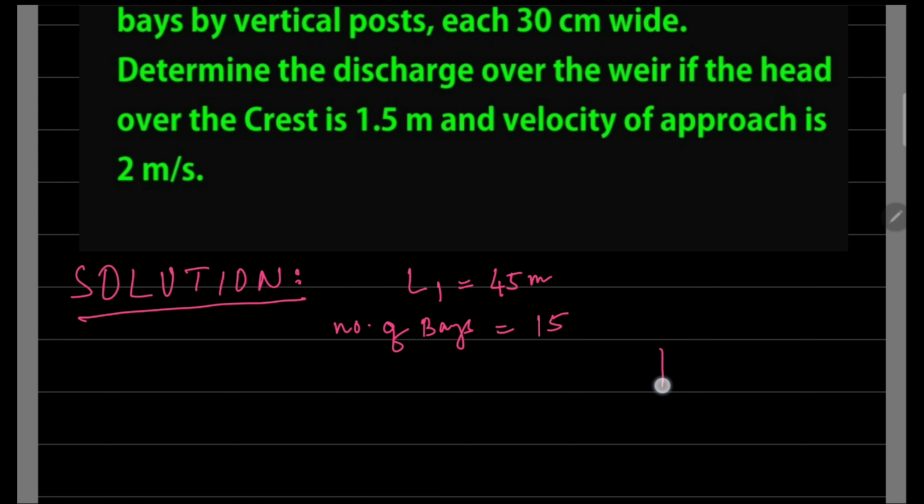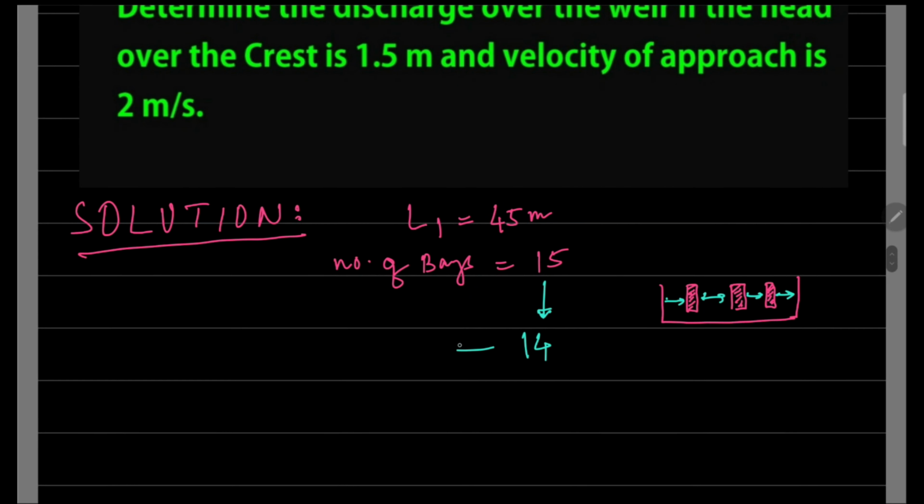We can understand that if we have a weir and some posts are over there, let's say there are three posts, then the inclusion of three posts has divided the weir into four sections. So using the same strategy, with 15 bays, the required number of posts is 15 minus 1, which is 14. So this will be the number of vertical posts.